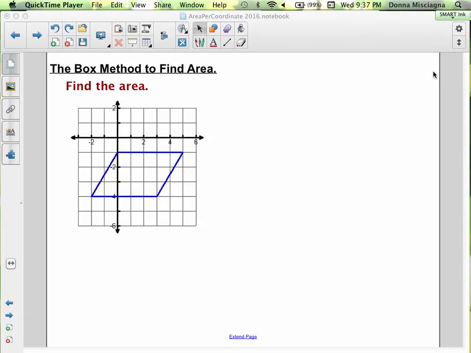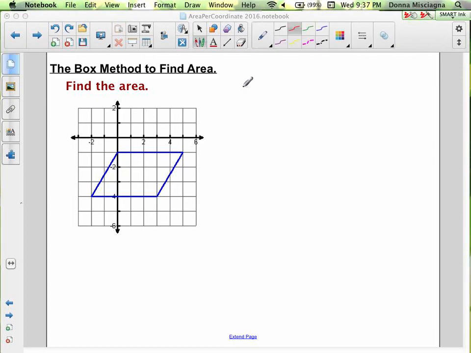So now we're going to find the area of this particular polygon. It does happen to be a parallelogram. Step number 1. Our first step is to box the figure in a rectangle.